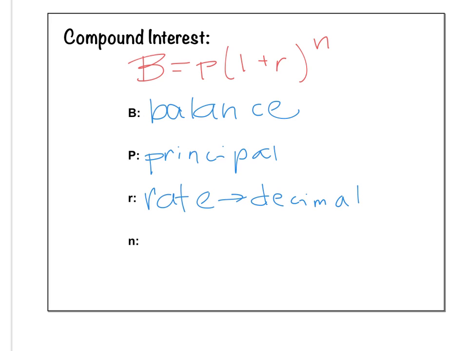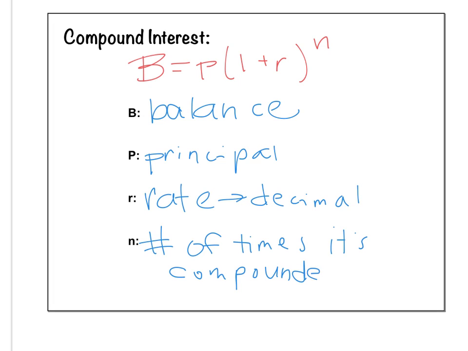If you notice, there's no T in this formula. Time is gone. We no longer think of just time, but instead N stands for the number of times it's calculated or compounded. So I'm going to write compounded. But what you should think of is how many times do they calculate what interest you are getting. So now let's do some examples using this formula for compound interest.